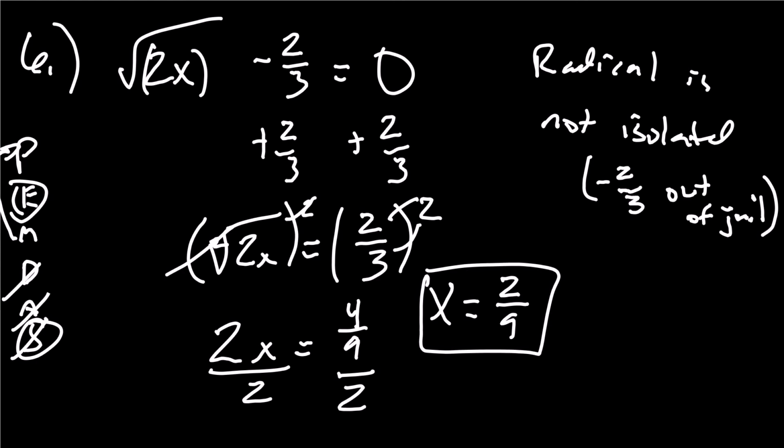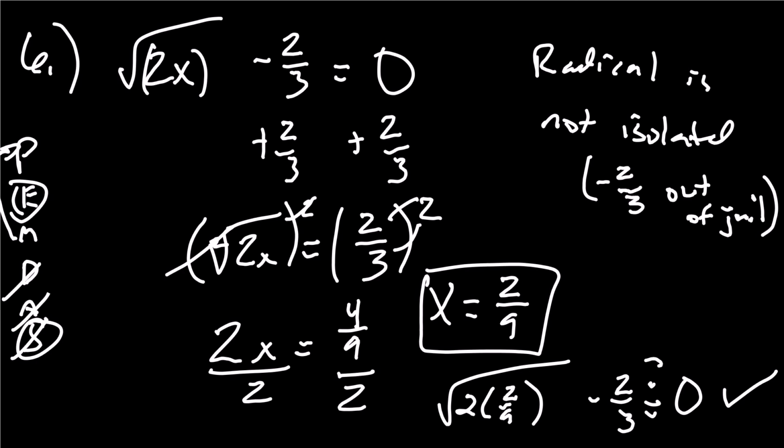Last thing I have to do is check my work. So I put it in the original problem. I say 2 times 2/9 minus 2/3. Does that equal 0? It does. If you plug it in your calculator, you do get 0. Make sure if you get a domain error or something, it's likely that you forgot to close the parentheses after the bar ends. That's the mistake you're probably making. So that's it for 6.